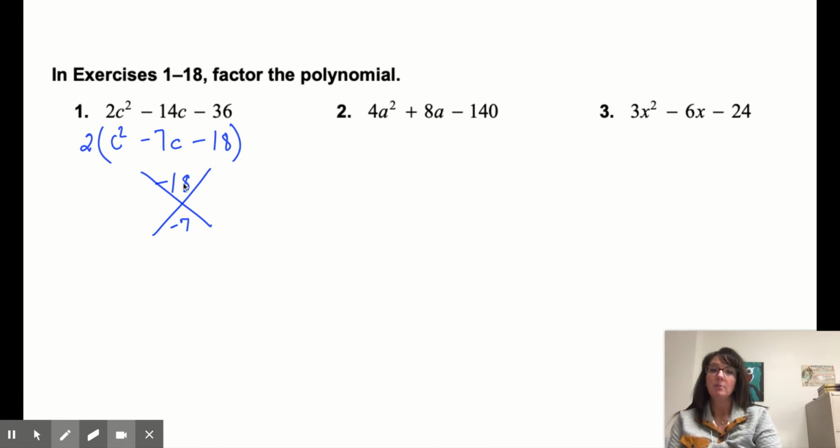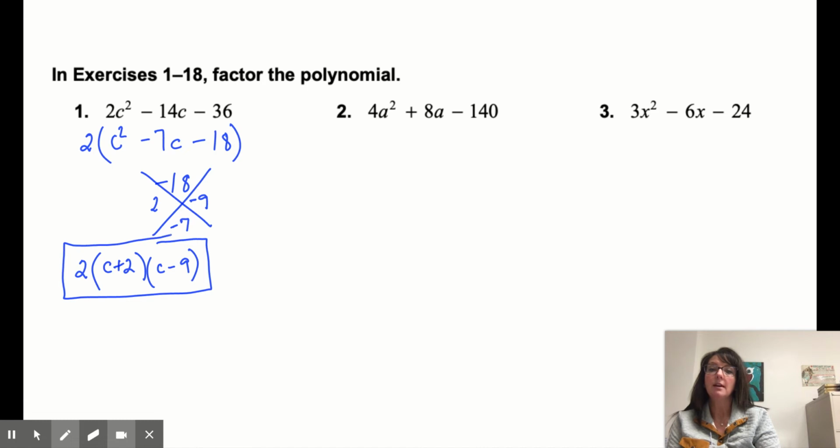You could probably do those in your head: 2 and 9, and one of them is negative. Since the product is negative, the higher absolute value has to be negative. So don't forget the factor of 2 that you factored out. You'll have 2 times c plus 2 times c minus 9. Again, double check that when you multiply it, you get the trinomial.